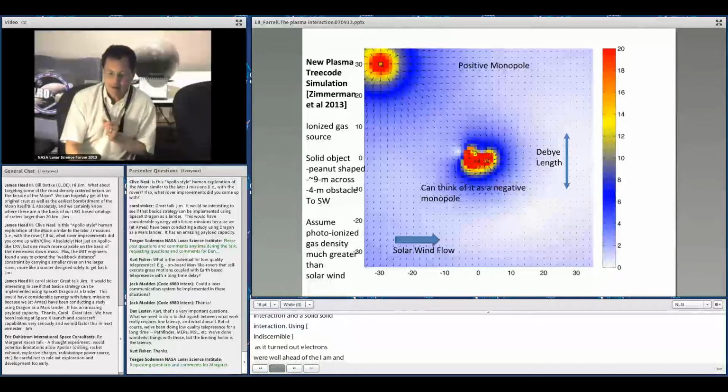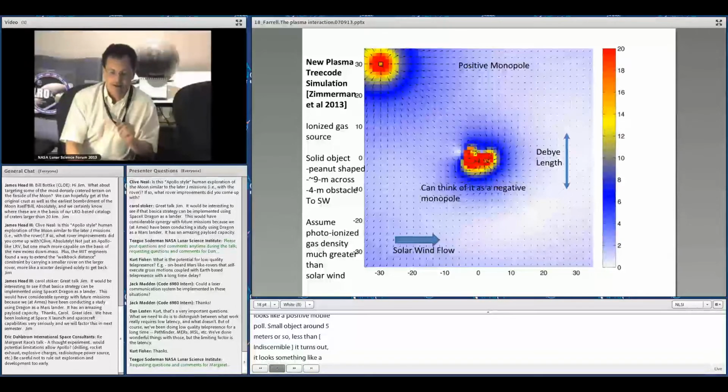It actually looks like a positive monopole. He also has a small object here, placed about 5 meters or so, less than a Debye length in size. And as it turns out, this looks somewhat like a negative monopole because you get really strong inward directed electric fields, particularly on the backside of the object. And of course, they'll move.